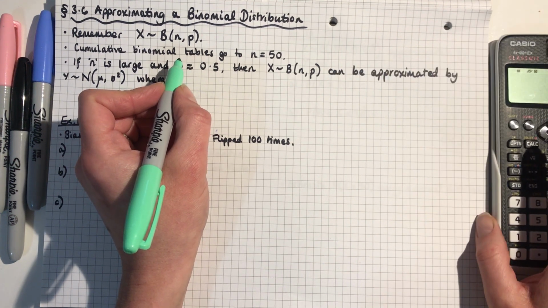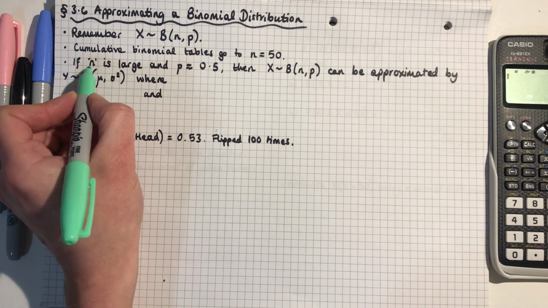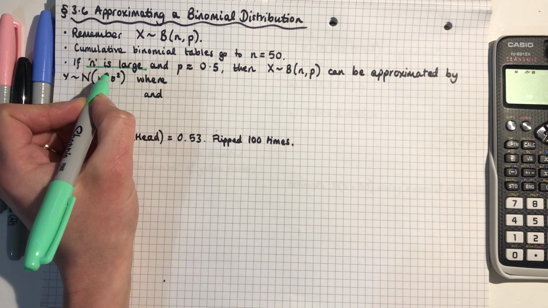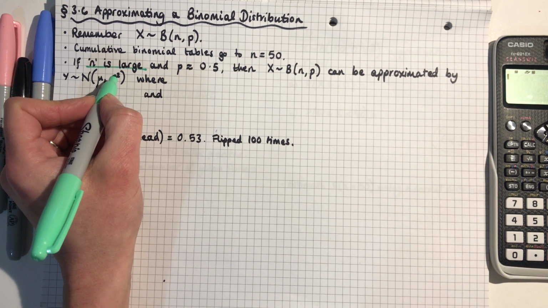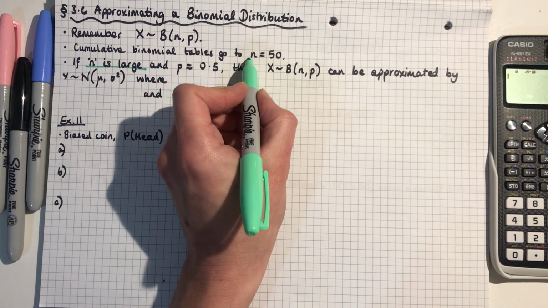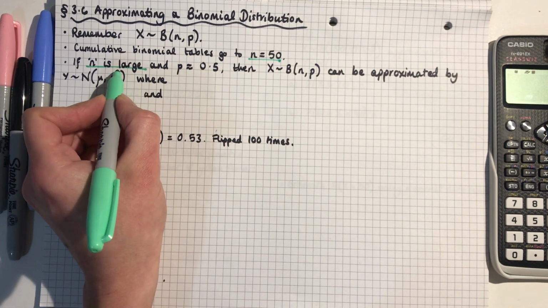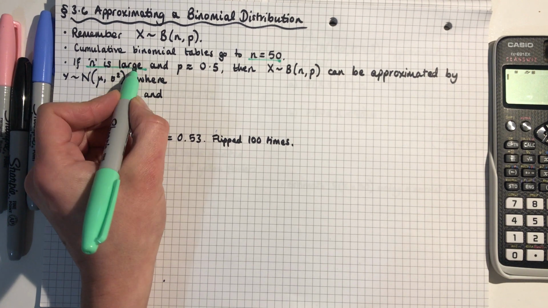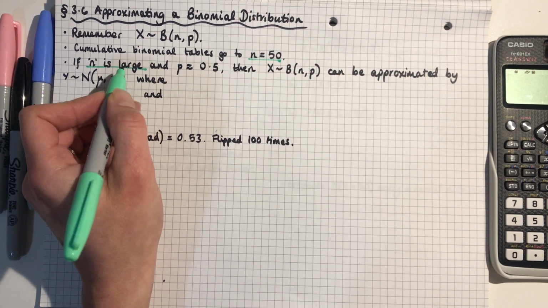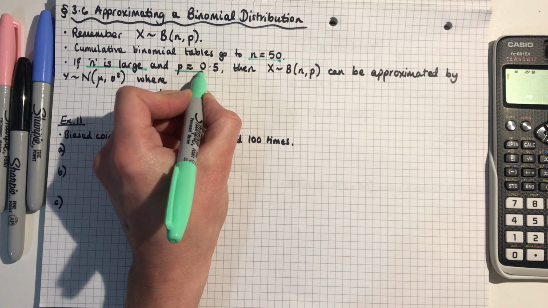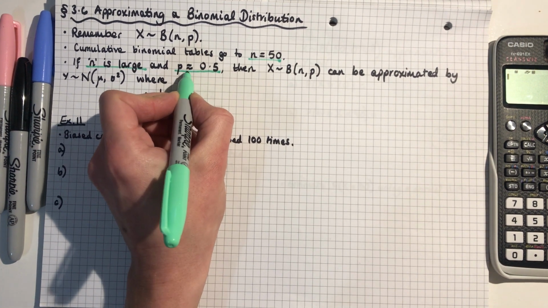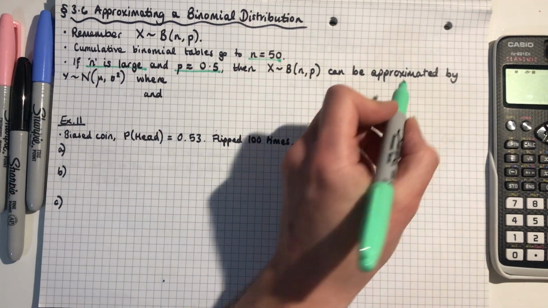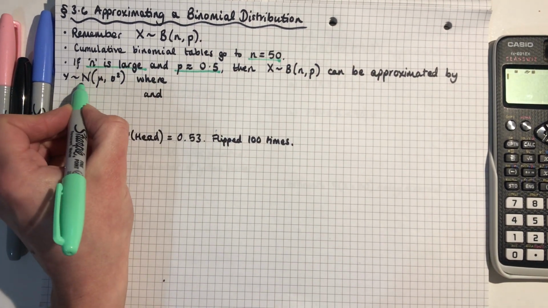But in certain cases, particularly where n is very large, and generally, we're talking kind of over 50, mainly because the binomial tables go up to n is 50, although large is a rather subjective concept. So the larger n is, the better what I'm about to tell you works. But also, if the probability is close to 0.5, so I've got approximately equal to there, then your binomial distribution can actually be approximated by a normal distribution.